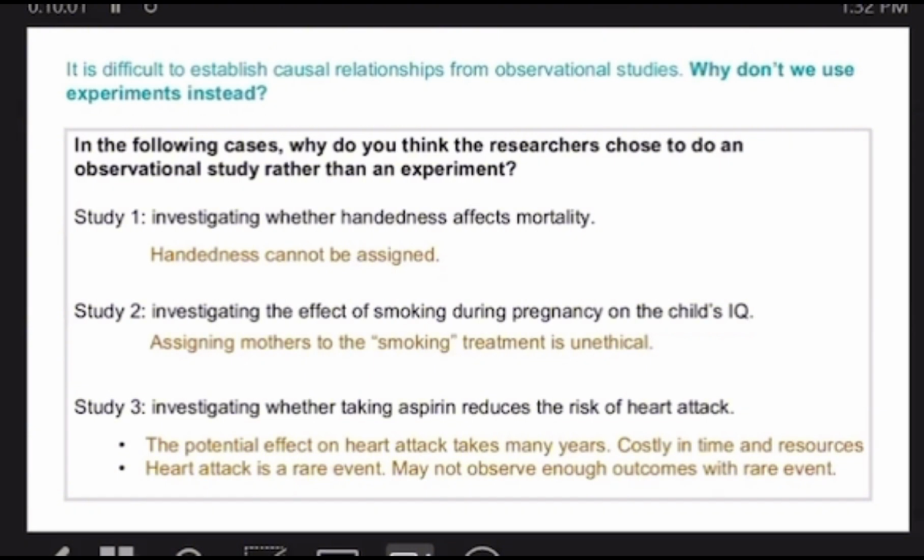Then number three is investigating whether taking aspirin reduces the risk of heart attack. When you take a look, heart attack is a rare disease. It occurs in a blue moon, very, very rare. So the potential effect of heart attack may take years. Am I ready to monitor this for years? It could take years, and it's also costly in time and resources. And that is the reason why the only option that we have is to go for the observational study. But you and I know observational study cannot be used to conclude causation.